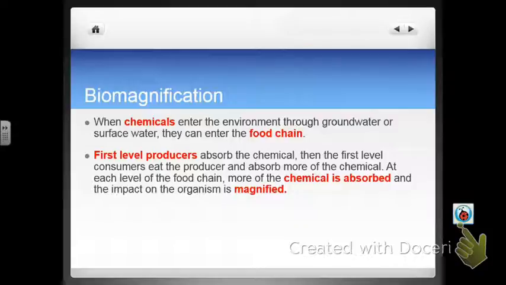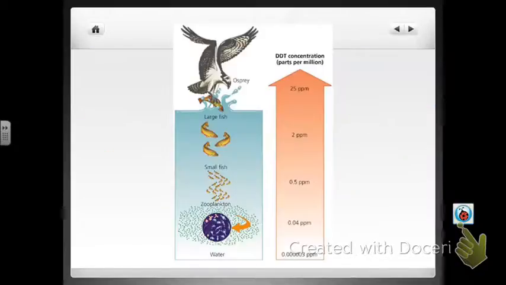And finally, you get to the organism at the top of the food chain, and the percent of chemical that is now in their body tissues, again, still hasn't been digested, is greater. And the best example I can give you of this happened with a chemical called DDT.